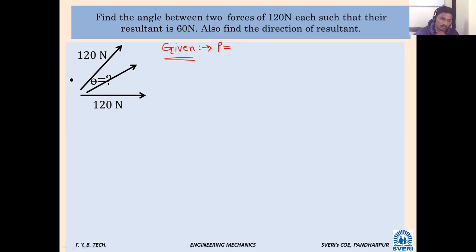And what is the other? There are two forces. For force one we will call it P, another we will call it Q. So it is given as 120 Newton each. And what is the resultant given? 60 Newton. Okay. And what are we supposed to find?